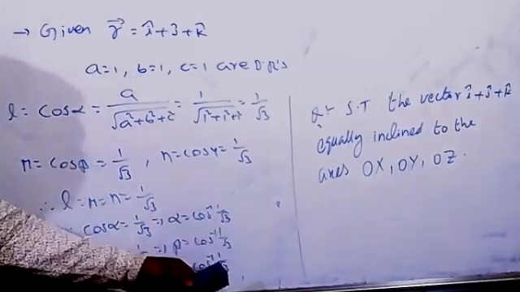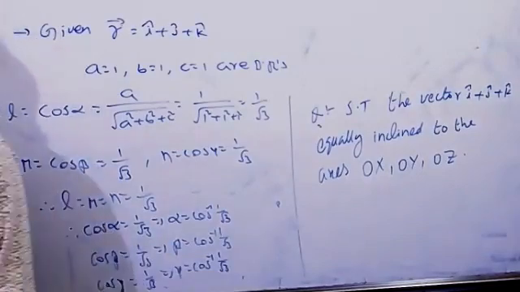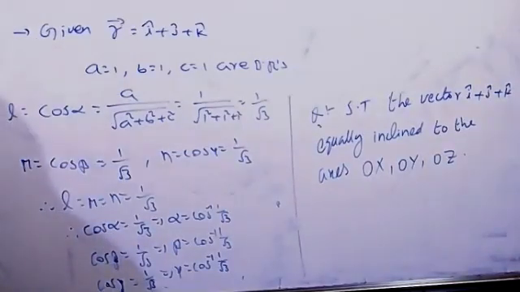So all the three angles will be equal. Then finally you can write the conclusion. So what is the conclusion? Hence r bar makes equal angles.